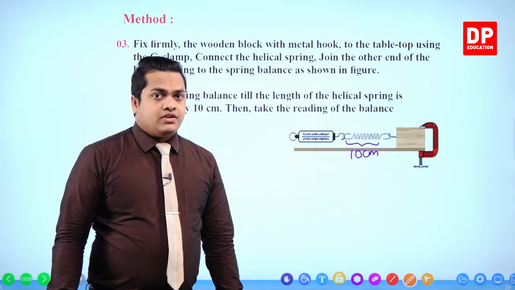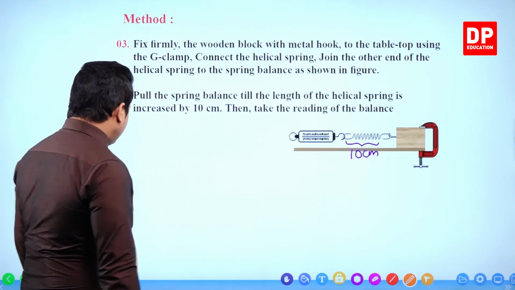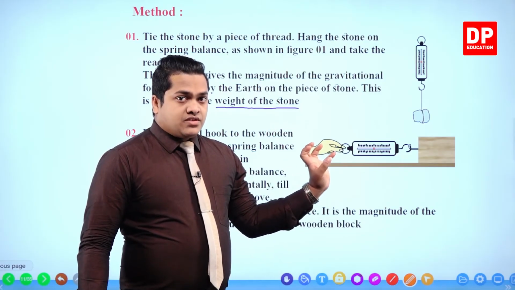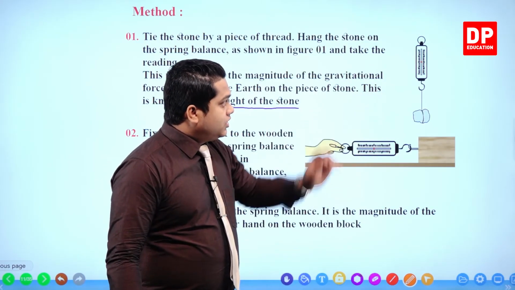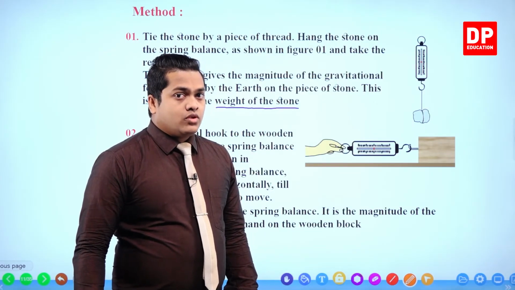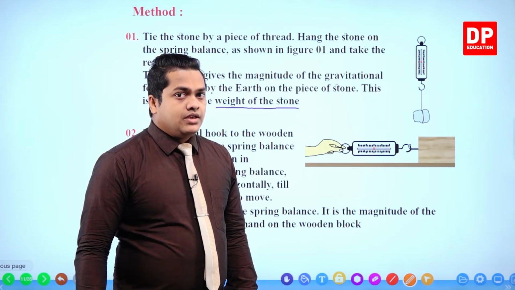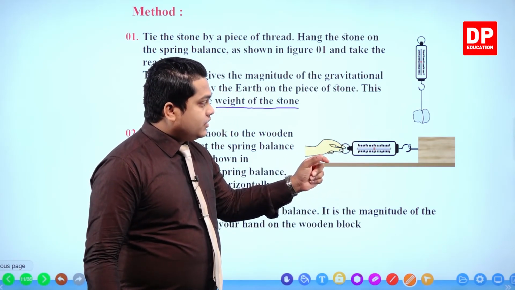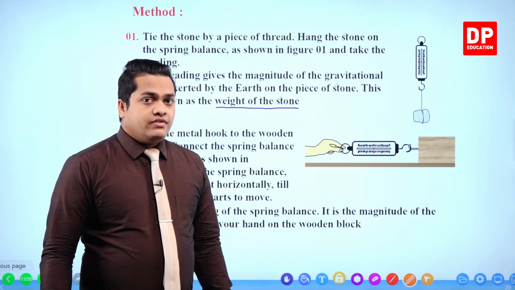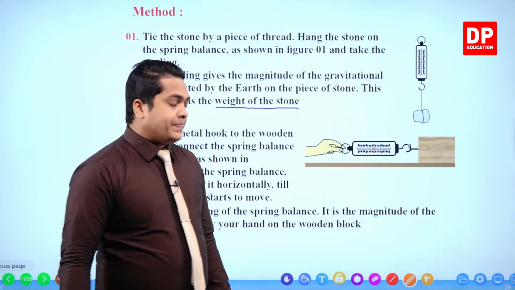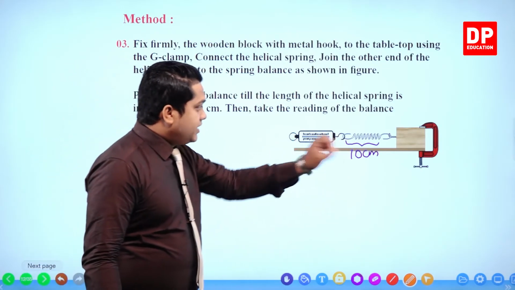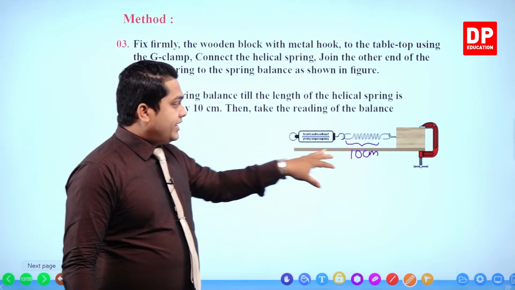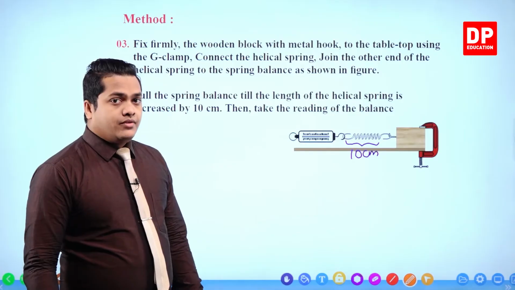So this is the way of doing our experiment, my dear children. Once again, I'll explain the 3 steps. Number 1, you have to take a piece of thread and hang the stone on the spring balance to find out the weight, which is the gravitational pull given by the earth on the stone. Then you have to place the wooden block, tie that hook, then grab it and see when it is going to start the motion, how much is the force applied. Then in the third instance, you have to fix the spring over here, clamp the wooden block, then pull the spring up to about 10 centimeters, then find out the force applied on the spring.